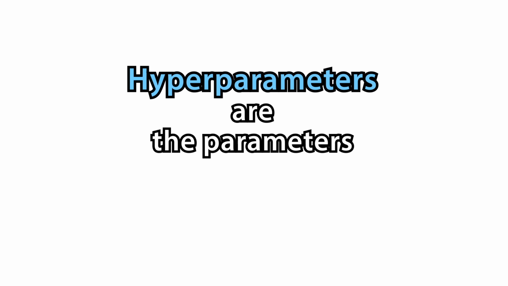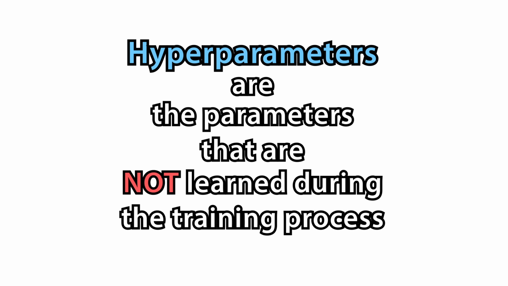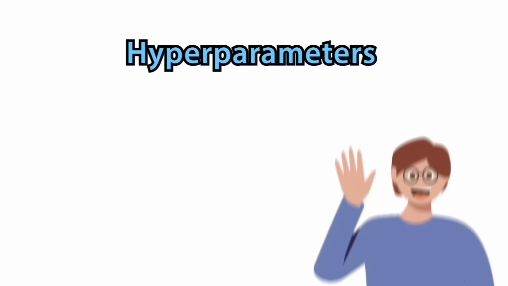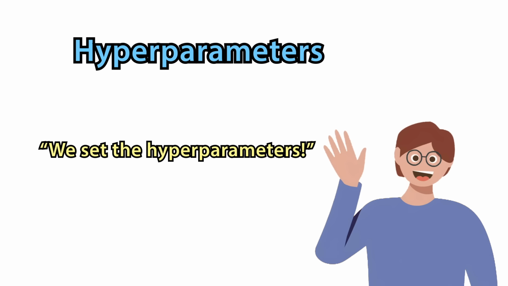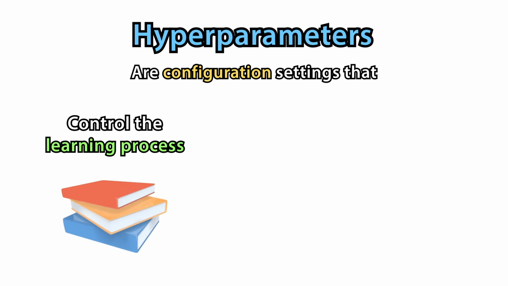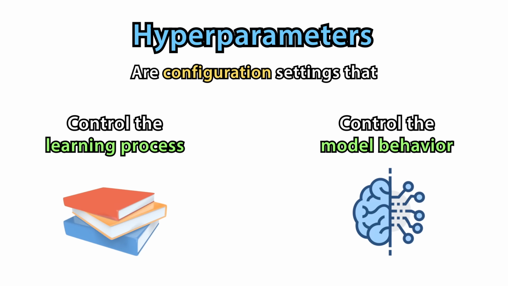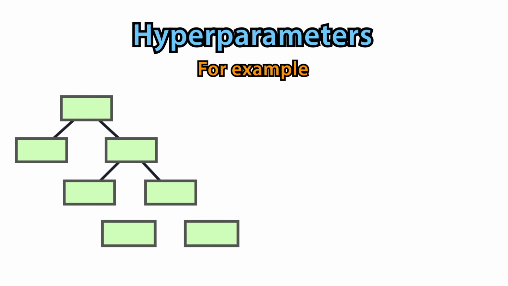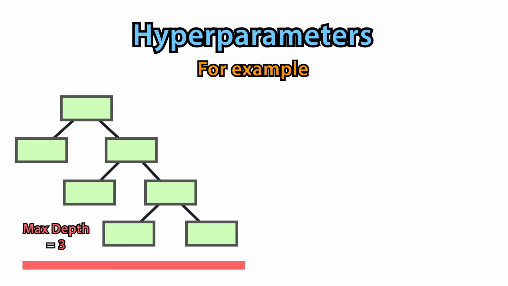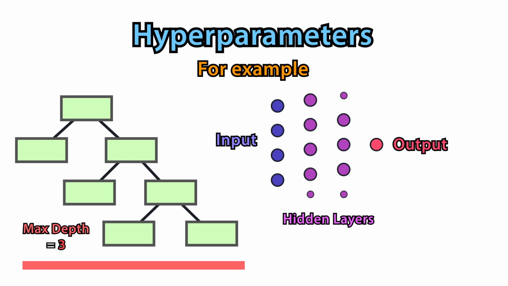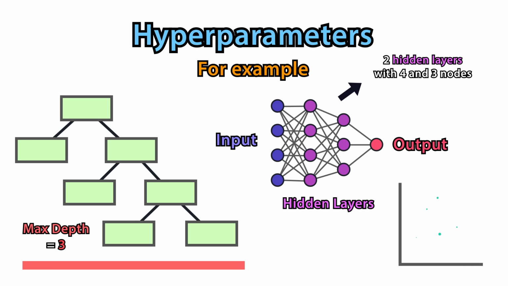Hyperparameters are the parameters of the model that are not learned during the training process, but are set by the user before the training. They are configuration settings that control the learning process and model behavior. For example, the maximum depth to allow the decision tree to grow, number of hidden layers and nodes in neural networks, or the number of nearest neighbors to consider in the k-nearest neighbors algorithm.